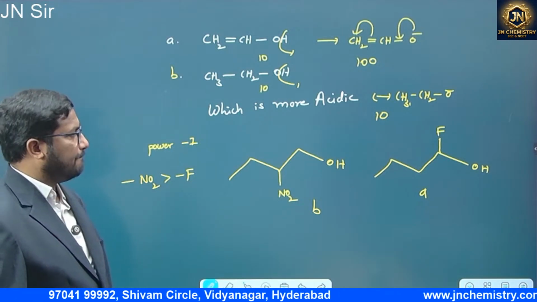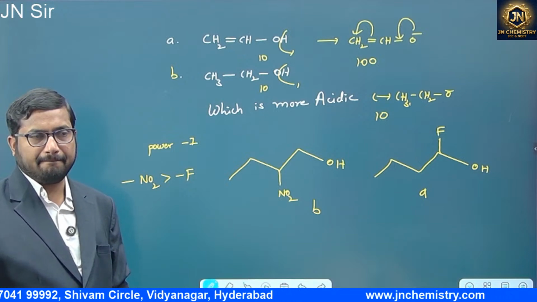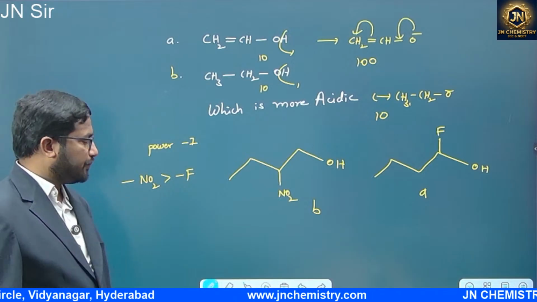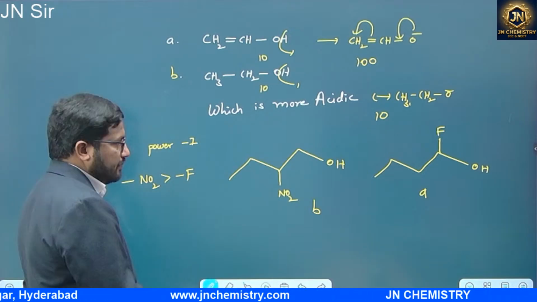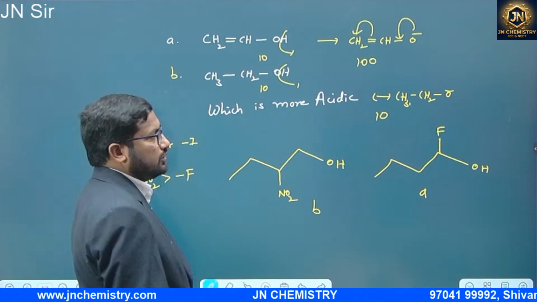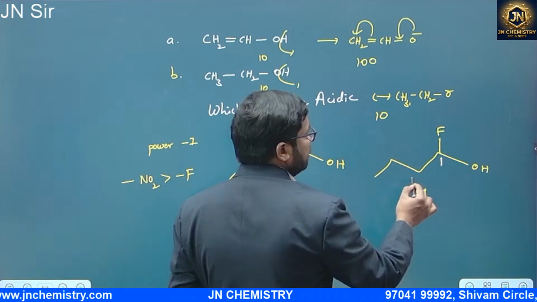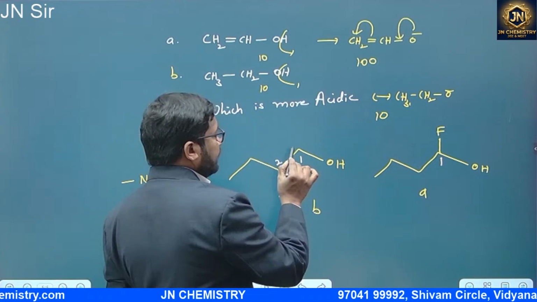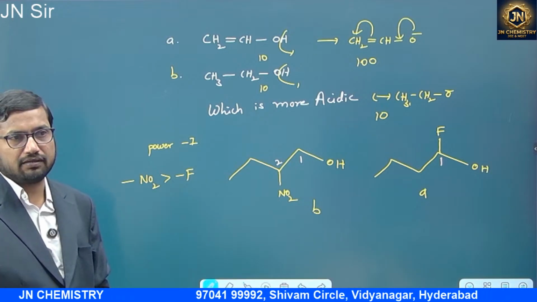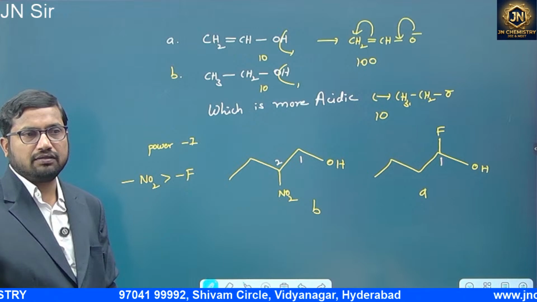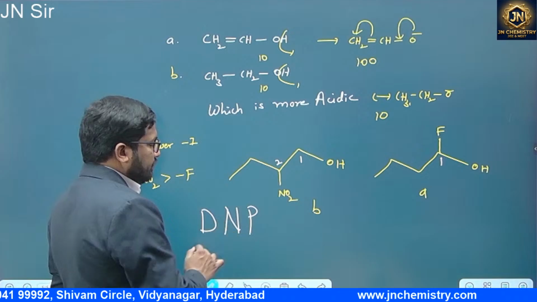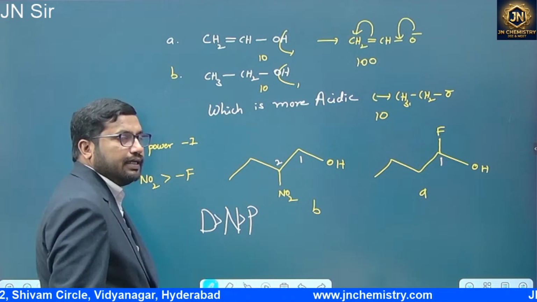Now tell me, A or B? Why A? Distance. First we need to give priority to the distance. This is the second position, that is in the first position. So first we need to give the priority for distance instead of power. Distance, number, power.